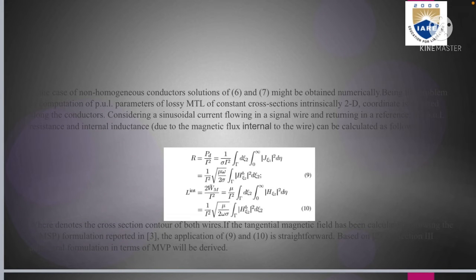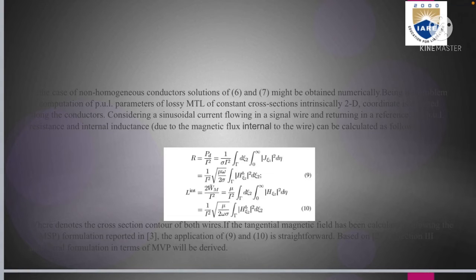In case of non-homogeneous conductors, solutions of 6 and 7 might be obtained numerically, the problem of computation of PUL parameters of a lossy MTL of constant cross section being intrinsically 2D. The coordinate z is directed along the conductors. Considering a current flowing in a single wire and returning in the reference, the PUL resistance and the internal inductance.